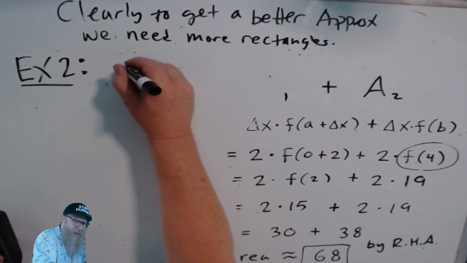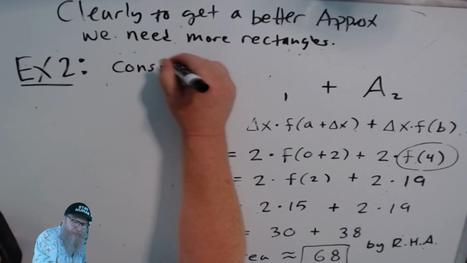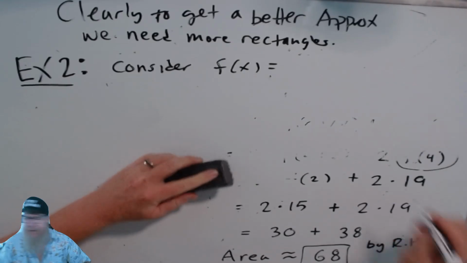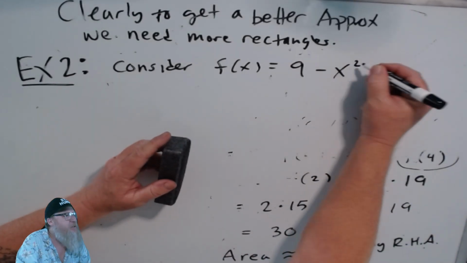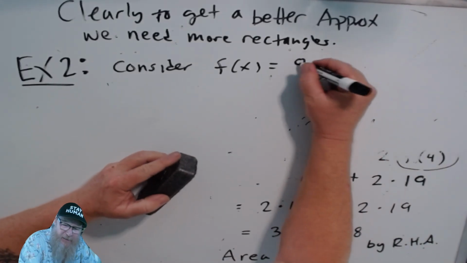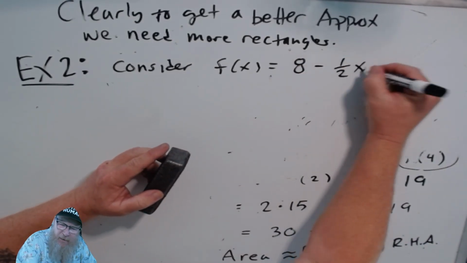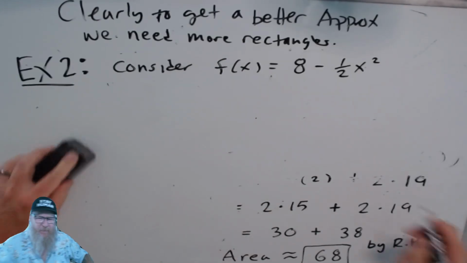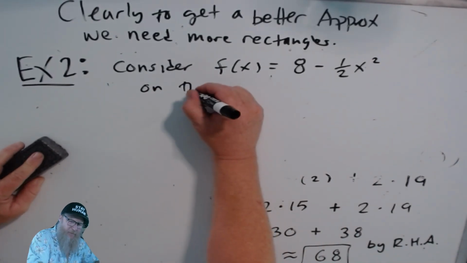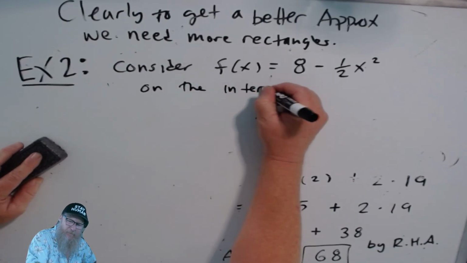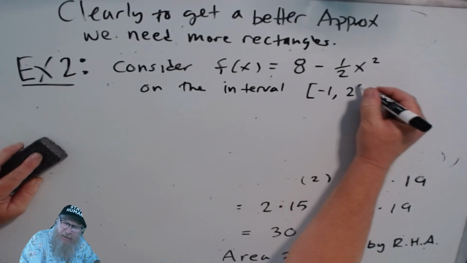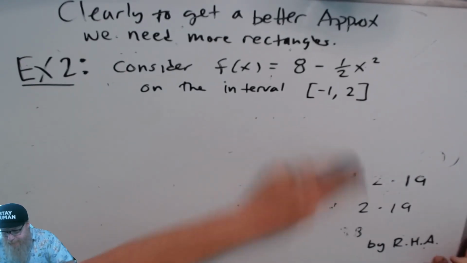So consider f of x equals 9 minus x squared. Oh, no, not that one. That's the wrong one. 8 minus 1/2 x squared on the interval, or between, whichever way you want to say it, -1 and 2.